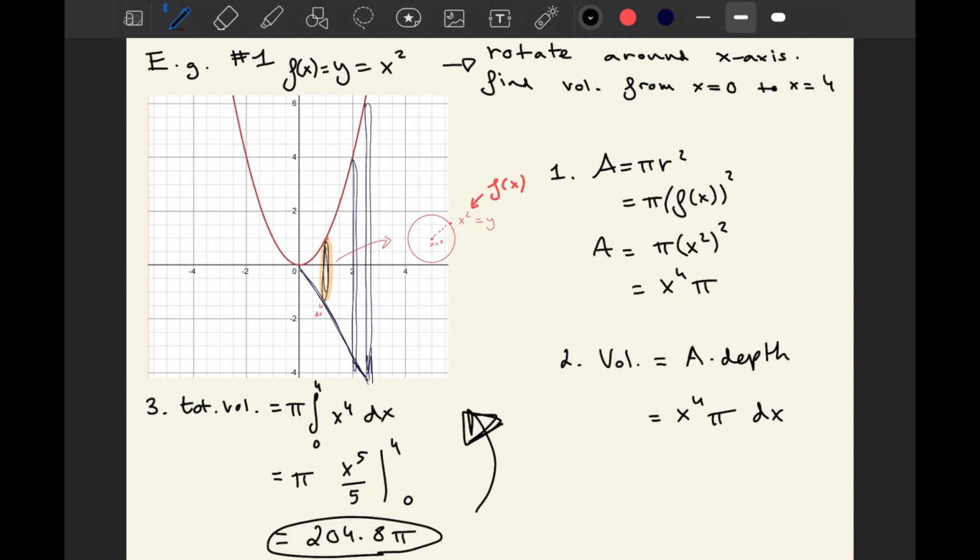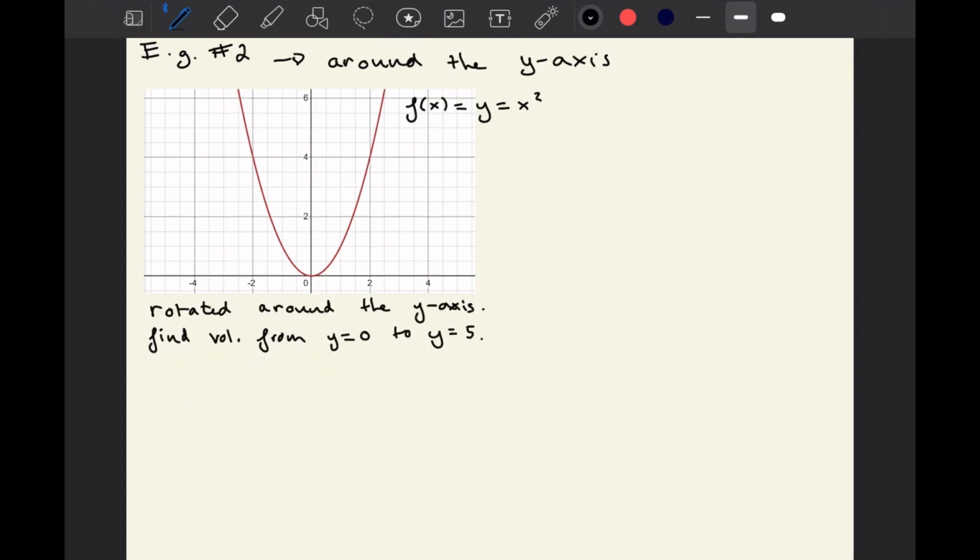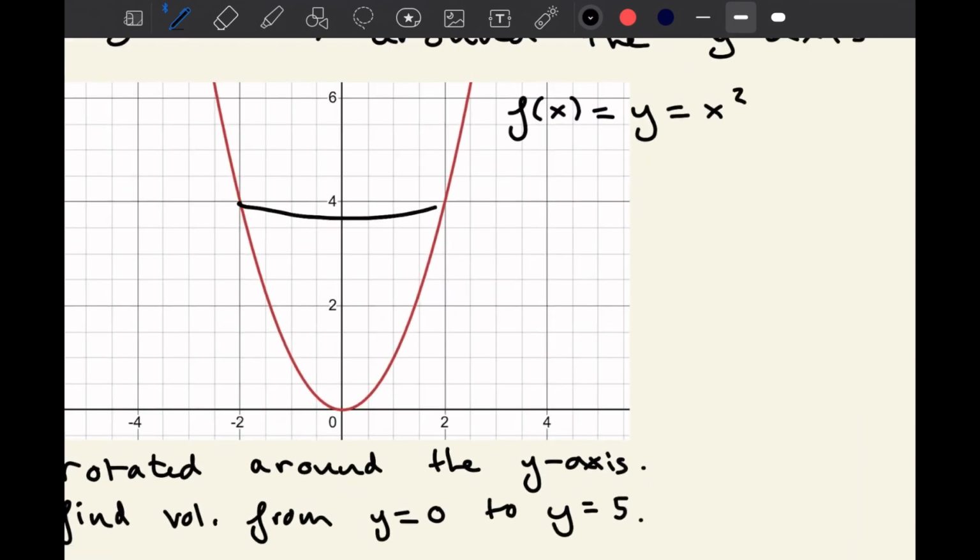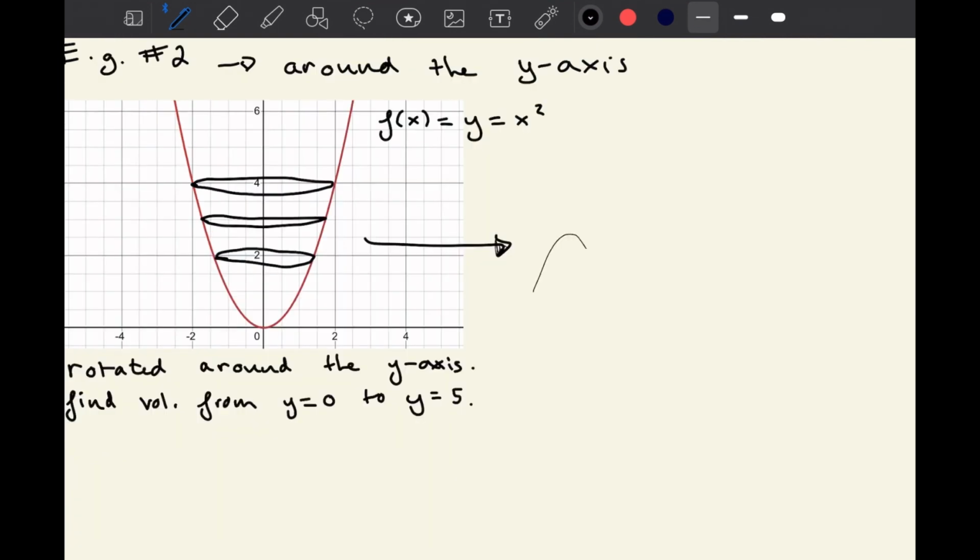Now, what if we take this same function but rotate it around the y-axis instead? In this case, we're going to rotate this function, x squared, around the y-axis, and we're going to find the volume from y equals 0 to y equals 5. If we imagine this, we end up getting a shape that looks somewhat like this, where each little disc or ring fits together to create one big shape that might look like this. This would be the solid.